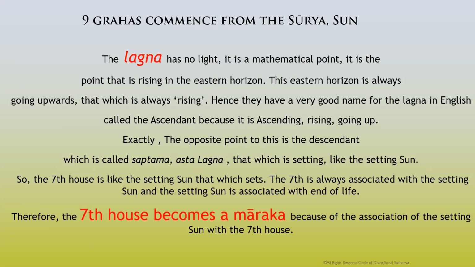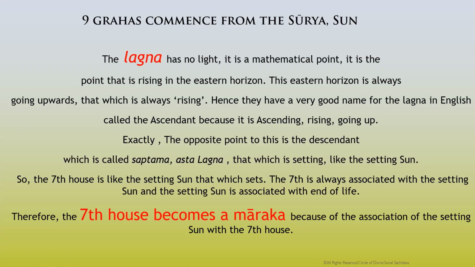It's like the asta. It's called the asta lagna. Asta in Sanskrit means dipping down. It's kind of closing in. It's setting. And that's the seventh house. It has similar energies of the setting sun. Because the sun is very strongly associated with life and light, the seventh house is a little bit of a darkening of the house, and that is why it becomes a maraka. Maraka is nothing but a killer house.